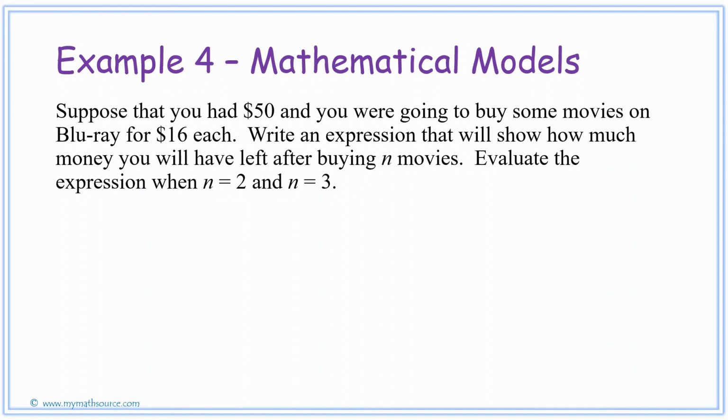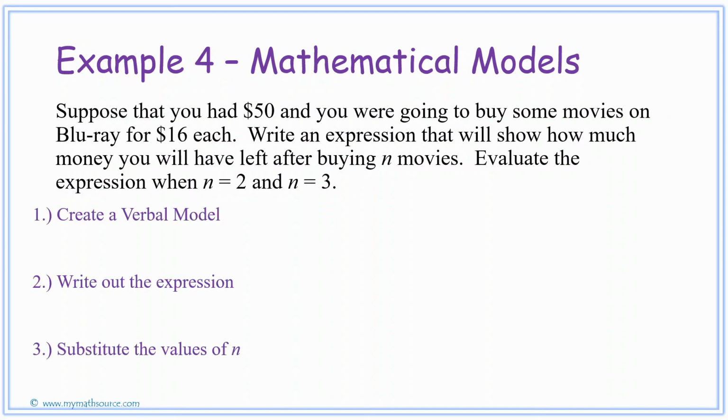We can come up with a formula or an equation that can always be used. And it's used a lot in something called Microsoft Excel. Anyway, let's go ahead with this question. It's very similar to what you see in the textbook. It says, suppose that you had $50 and you were going to buy some movies on Blu-ray for $16 each. Write an expression that will show how much money you will have left after buying N movies. Now that N, remember, is a variable. It represents an unknown. And so we're going to use N just to help us out. So we're going to evaluate the expression when N equals 2 and N equals 3.